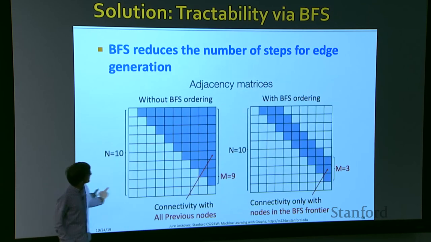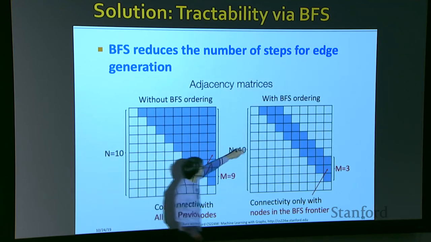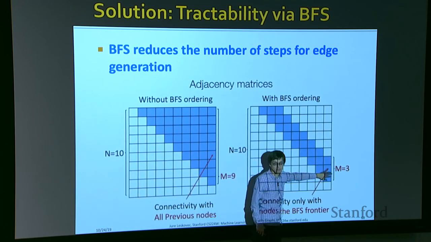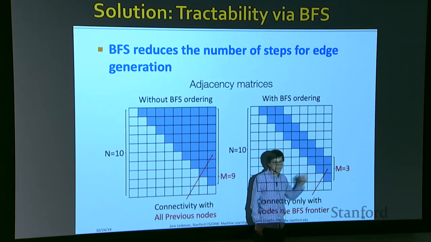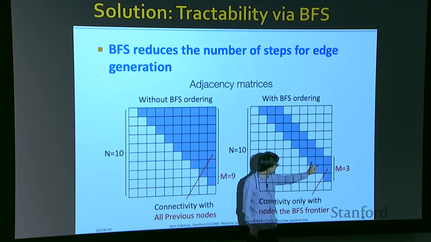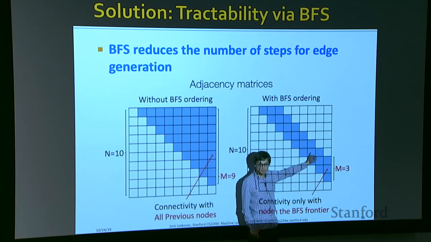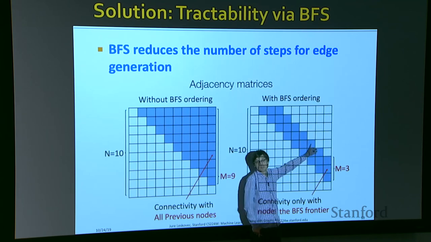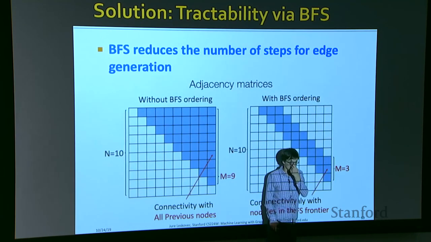This is the case because before, we were generating the entire adjacency matrix. Now, all we need to generate is this band, right? Because you know how far into the past a node goes. So a given node only generates an edge to the previous one, the previous one, and the previous one, right? So you don't need to care about this.